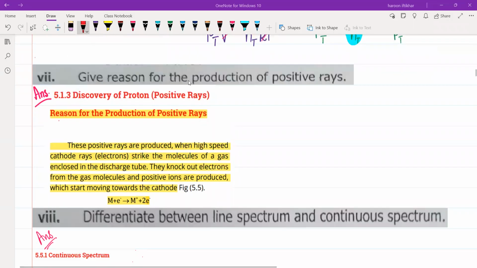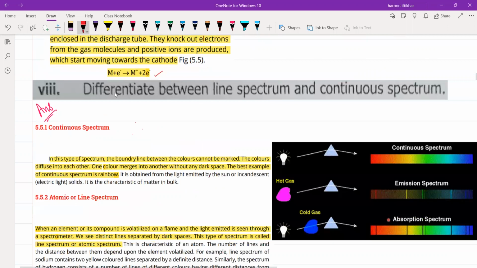Question 7 is about the reason for the production of positive rays. Actually, the gas that is enclosed in the chamber gets the electrons, the cathode rays that are passing from cathode to anode. They are actually electrons, and when the electrons strike the atoms, they knock out electrons from the gaseous molecules and positive ions are produced. So you have to write this whole thing. You do not need to cram it, but the concept will be here, and you'll use this concept.